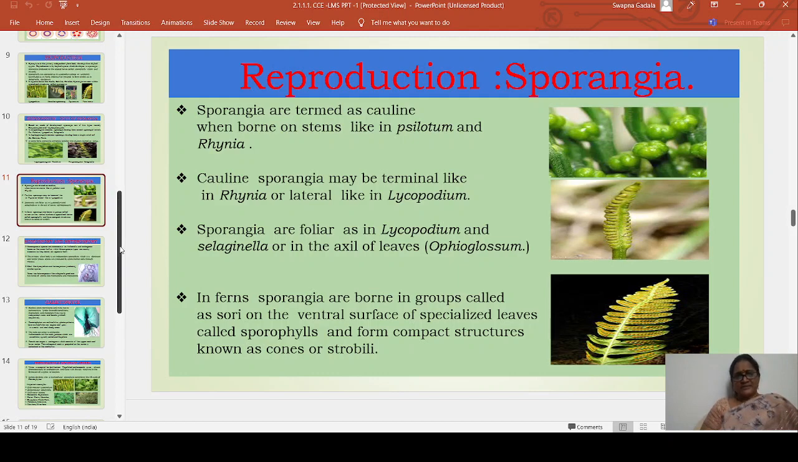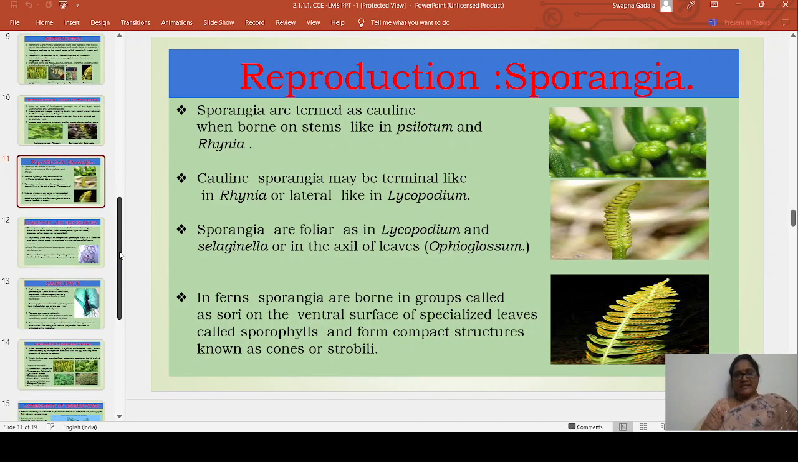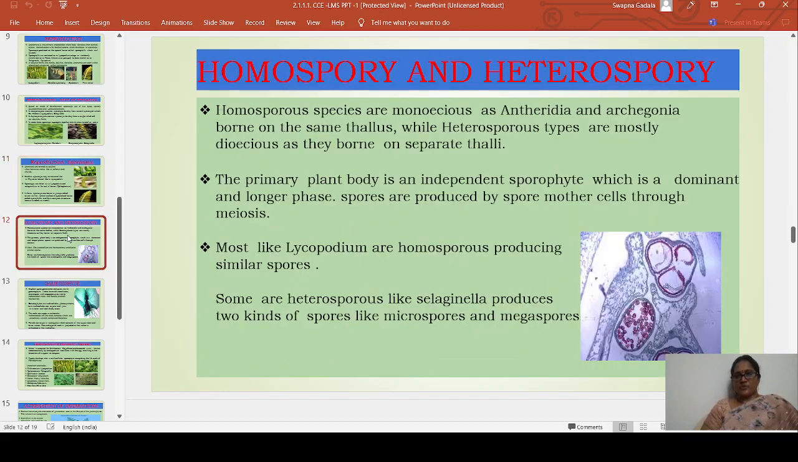Sometimes these sporangia are borne in groups, they cluster and form the sori on the ventral surface of the fern leaves, which we have seen in the previous slide also. The sori are present on the ventral surface of the sporophylls. Sporophylls means the specialized leaves which can bear the sporangia. So these clusters of the sporangia can sometimes form compact structures known as the cones or strobili.